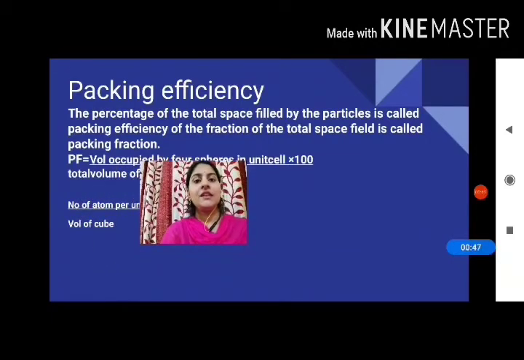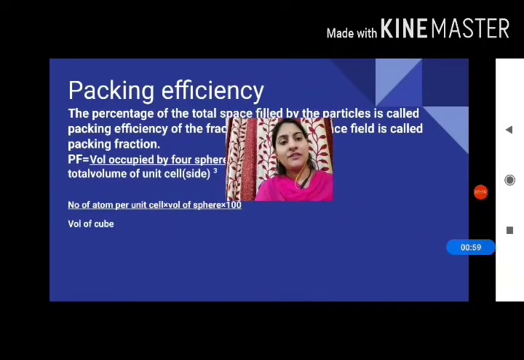Packing efficiency is the percentage of the total space filled by the particles. In formula form we can write: number of atoms per unit cell into the volume of the sphere into 100 upon the volume of the cube. It is the percentage of the total space filled by the particles.